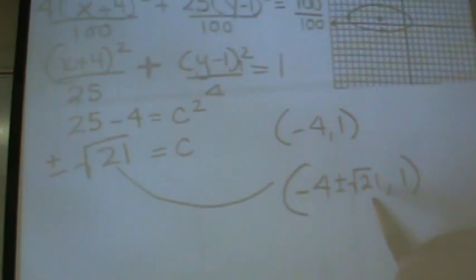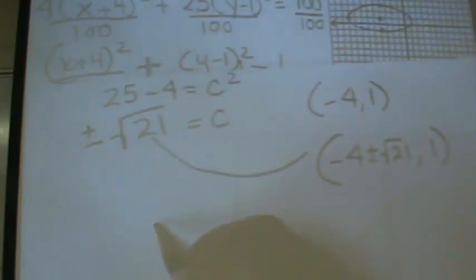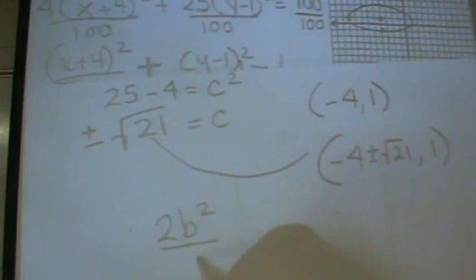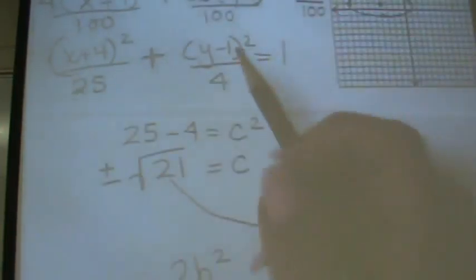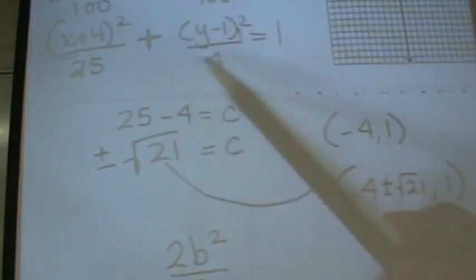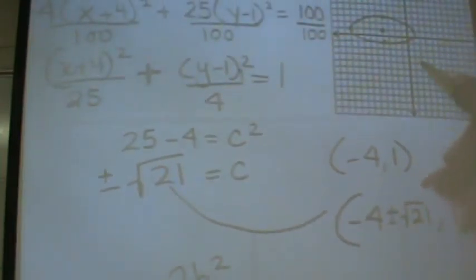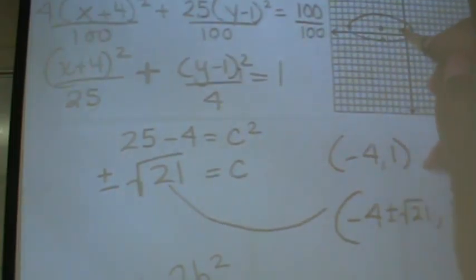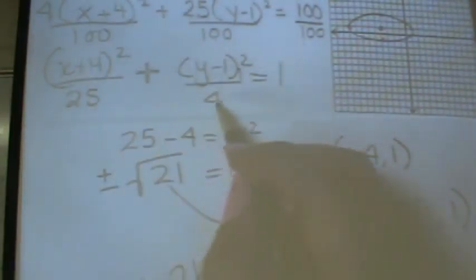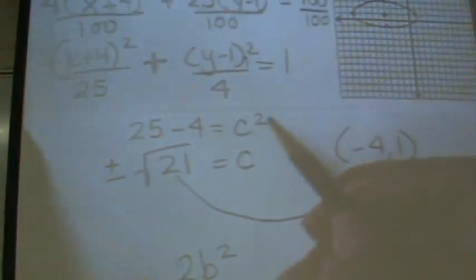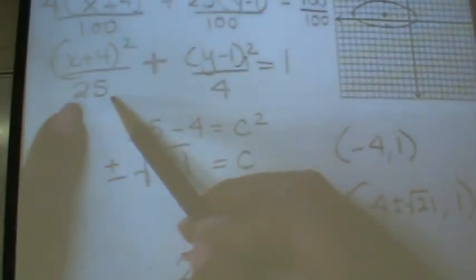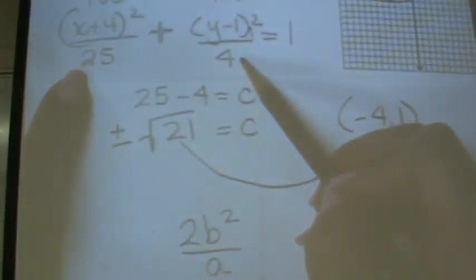If I wanted to know something about the latus rectum, do you remember what the latus rectum is on this? It's 2b squared over a. Use these as your a and your b squared, and then you plug that in and you can find out how high and how low you're going to go from your focus. So out of these two, which is the b squared value? This is going to be the a squared, and that's going to be the b squared. The smaller is the b squared.